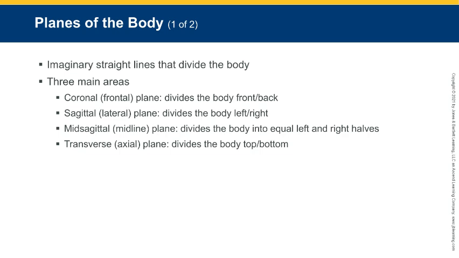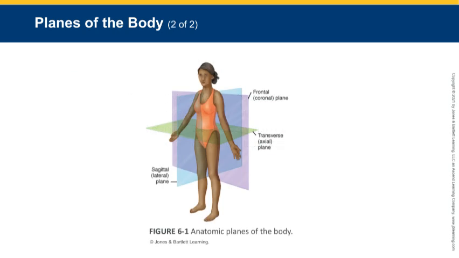The body is divided by imaginary lines into three main planes: the coronal plane, which divides the body into front and back, the sagittal plane, which divides it into left and right, and the transverse plane, which divides it into top and bottom. Here is a visual representation of the anatomic planes of the body.